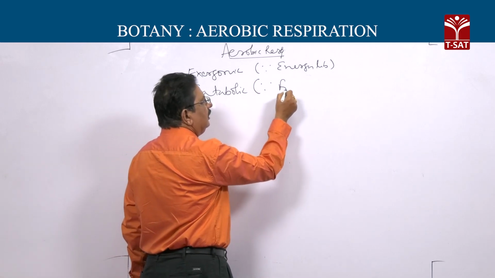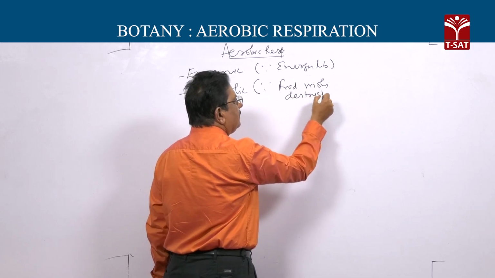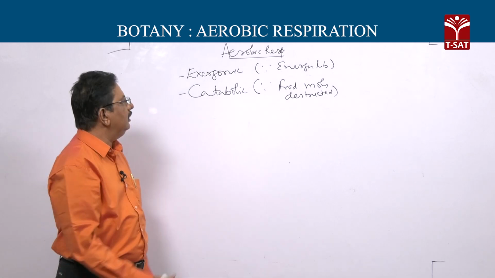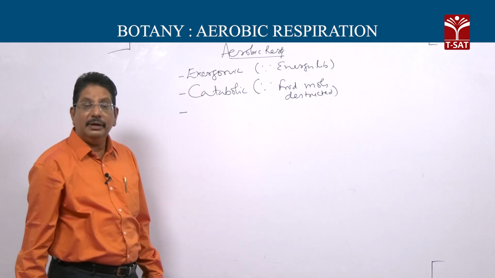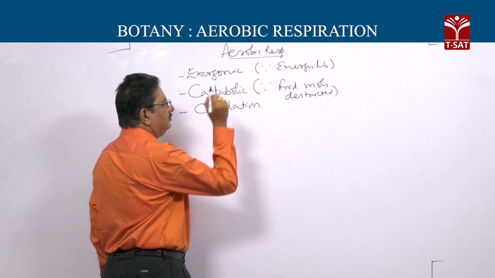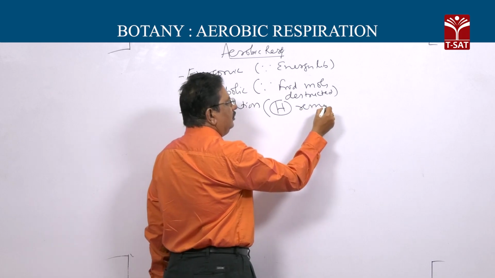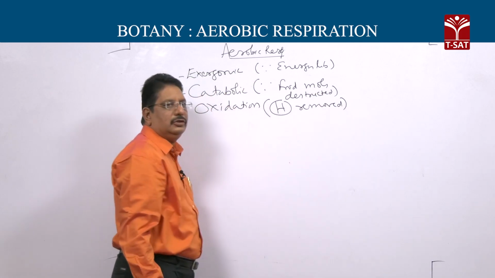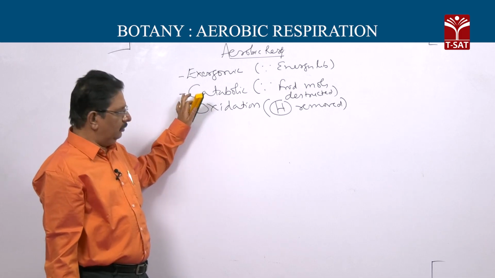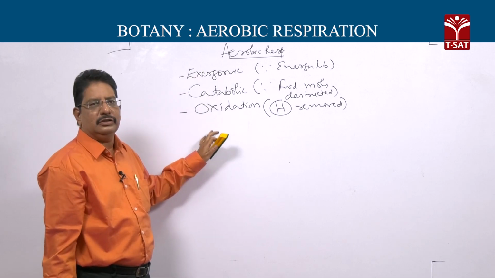So, since here food molecules are destructed, that is, breaking down of food, it is called catabolic. And during respiration, chemically it is an oxidation process where hydrogens are removed. So, chemically respiration is an oxidation, and basically respiration is a catabolic and exergonic process.